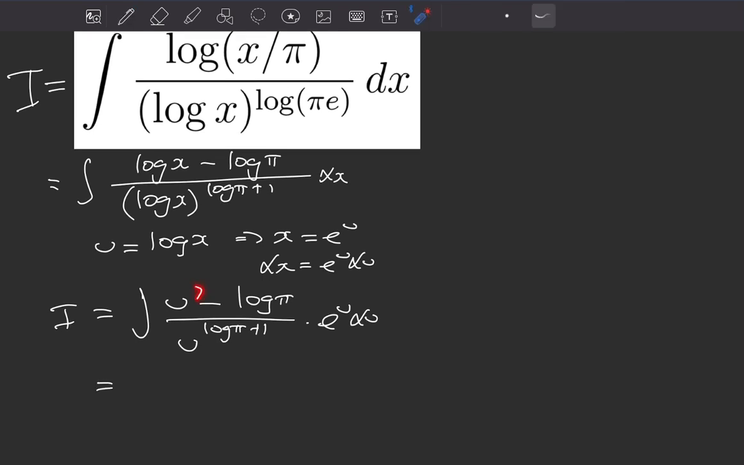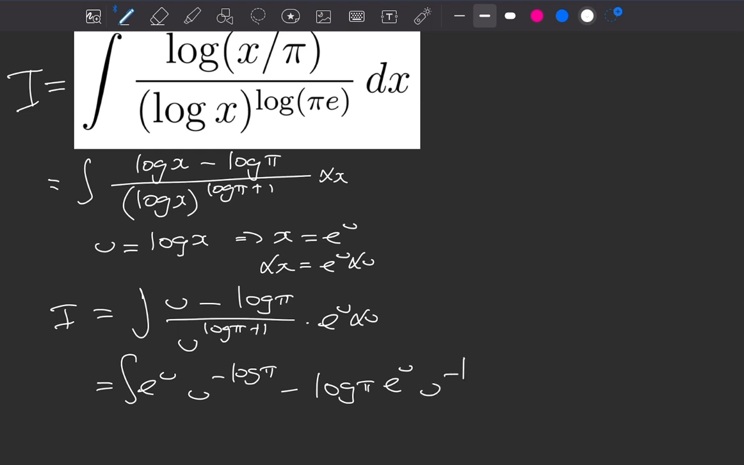So where we have u over u to the log pi plus 1, this plus 1 and this u will cancel off. So all we've got there is going to be still the e to the u on the end, multiplied by u to the minus log pi. And this bit over here, this is just a constant, this is e to the u, and the bottom then will still be the same. So over there, we're going to have, take away from the top, log of pi, e to the u, and then u to the minus log pi minus 1. All still integrated with respect to u.